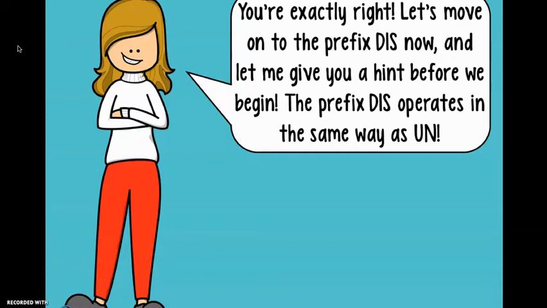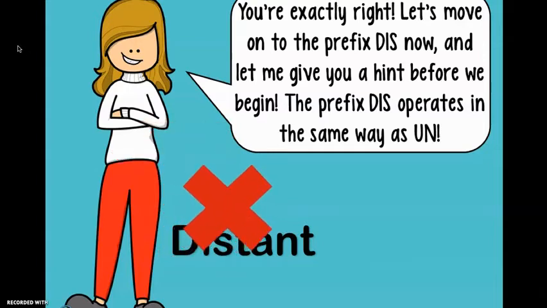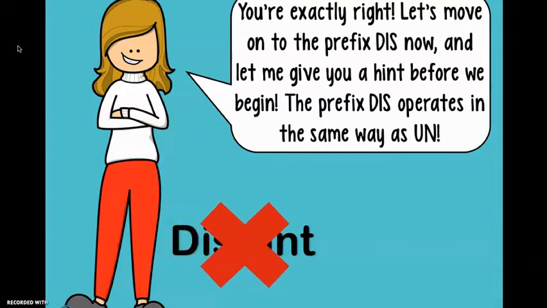You're exactly right. Let's move on to the prefix dis now, and let me give you a hint before we begin. The prefix dis operates in the same way as un. I also want to tell you to watch out for prefix lookalikes. Some words, like distant, contain the same string of letters as a prefix, but they are not prefixes. Dis is not added to the front of tant to make this word. Distant all together is one base word. That is not a word using a prefix.